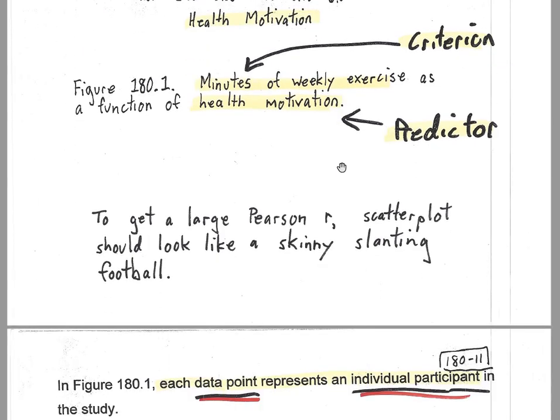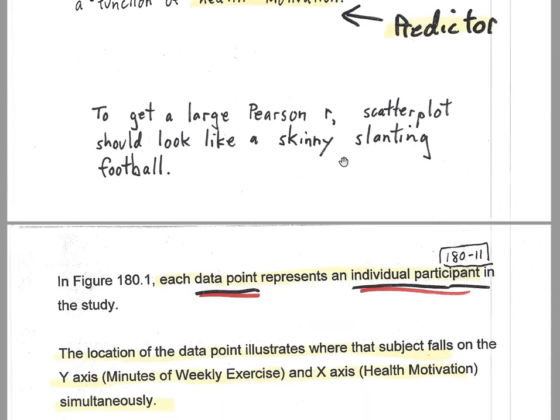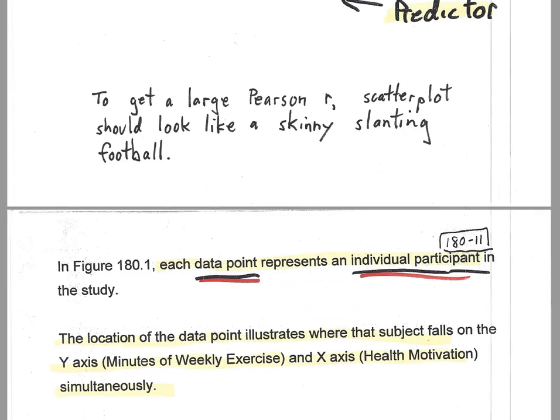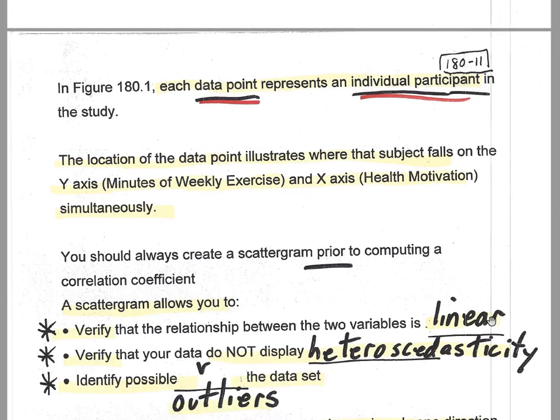Let's go to page 180-11. 180-11 just puts into words what I just talked about a minute ago. In the figure, each data point represents an individual participant in the study. The location of a data point illustrates where that subject falls on the y-axis, minutes of weekly exercise, and the x-axis, health motivation, simultaneously.